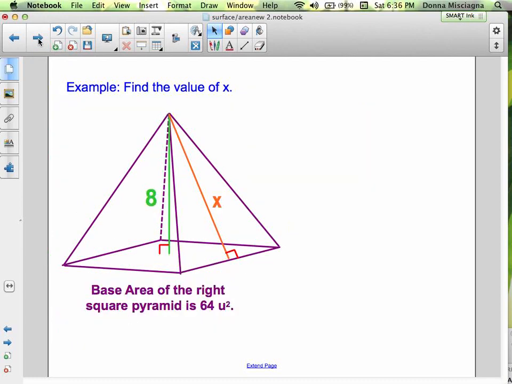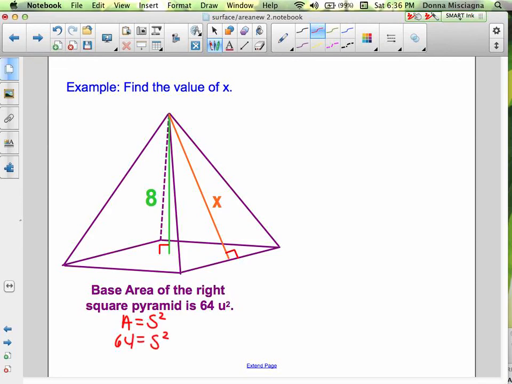All right, so we want to find the value of x. The base area of our right square pyramid is 64 units squared. Remember what we just solved for the area of a square on the last page. So the area of a square is equal to s squared. So if 64 is the area, and that's equal to s squared, if we take the positive square root, we'll get the length of one side.